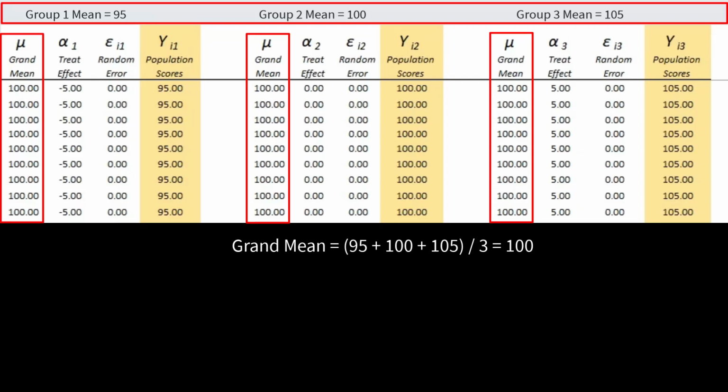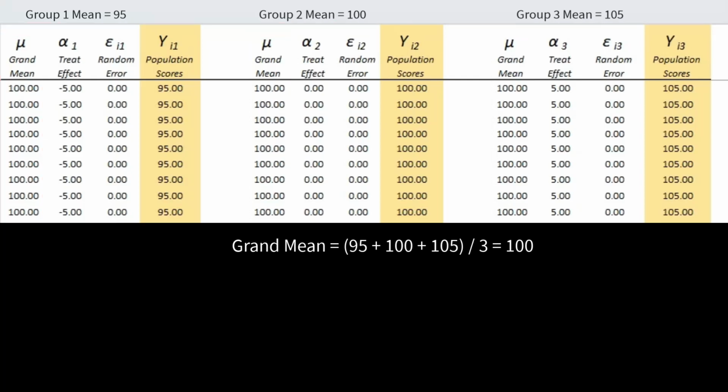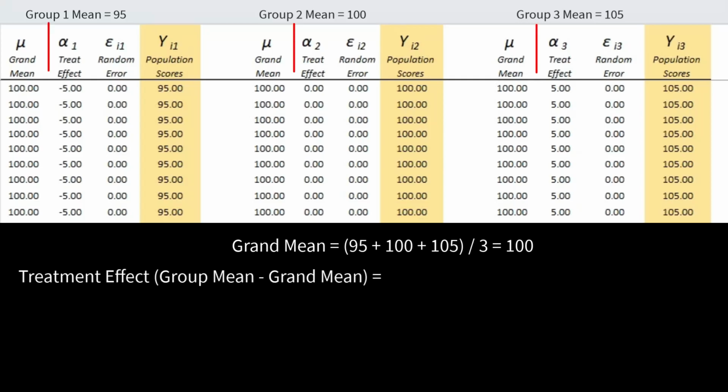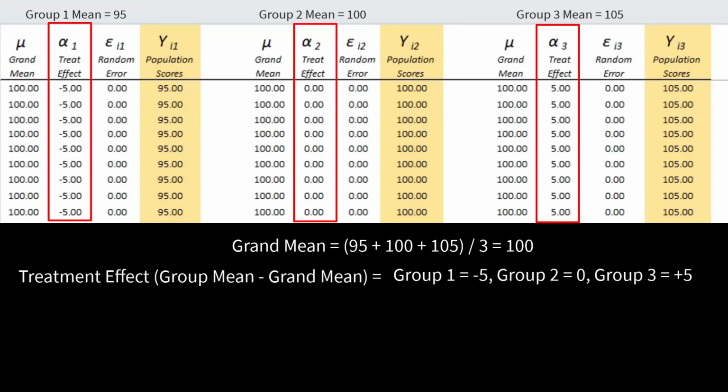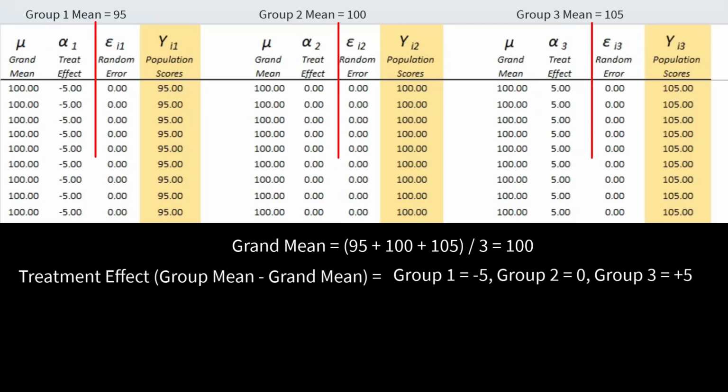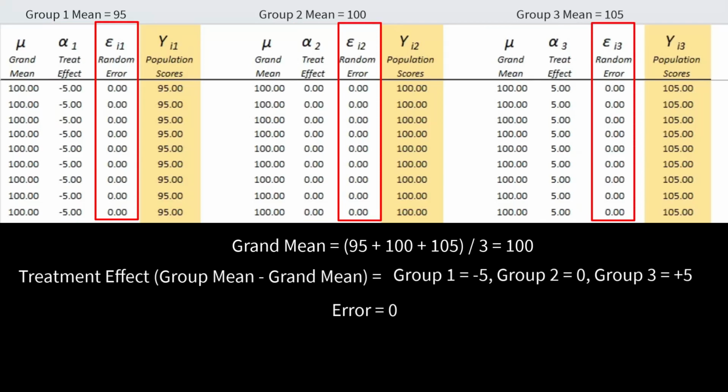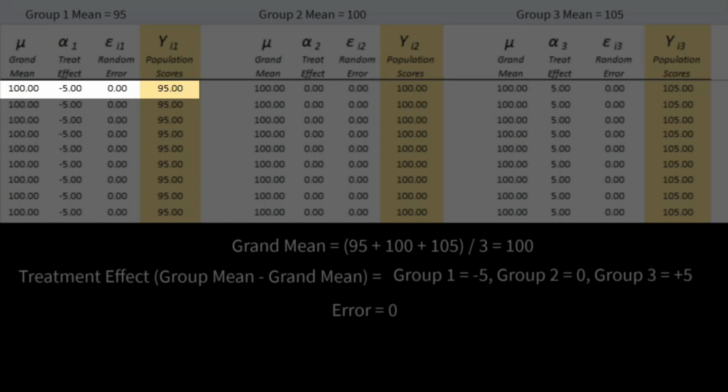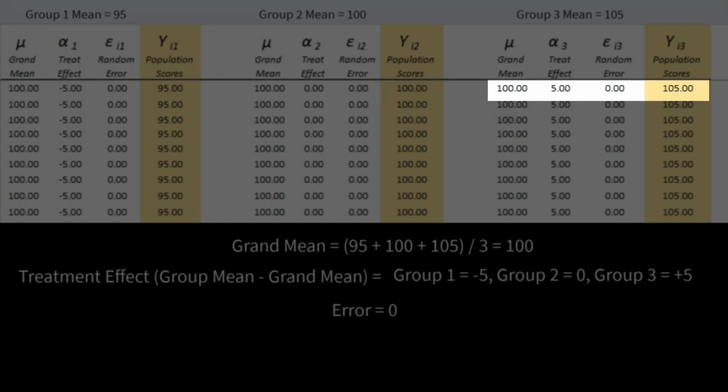This time, there are treatment effects present. The treatment effect, alpha, is the difference between each group mean and the grand mean. So for our three groups, the treatment effects are -5, 0, and +5 respectively. The error term, epsilon sub ij, remains 0, as there is no variability within each group. So for an individual in the first group, their score would be calculated as follows: 100 minus 5 plus 0, which equals 95. For an individual in the second group, the score equals 100 plus 0, which equals 100. And for an individual in the third group, their score equals 100 plus 5 plus 0, which equals 105.